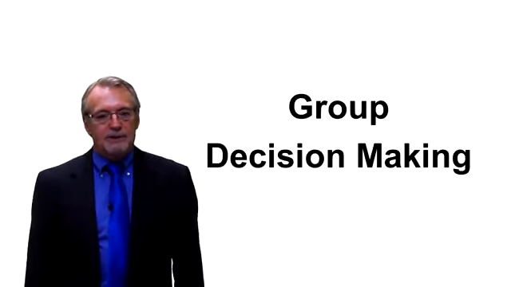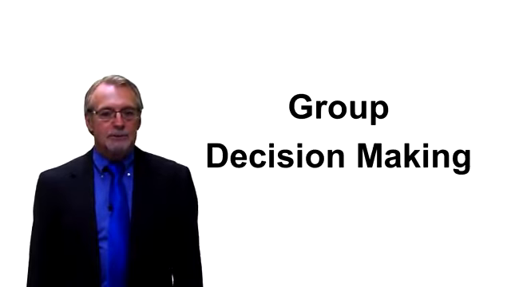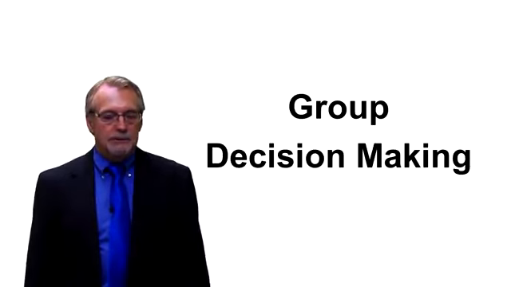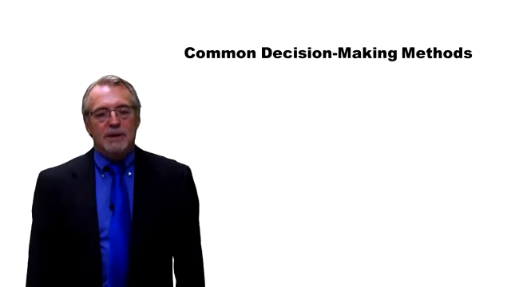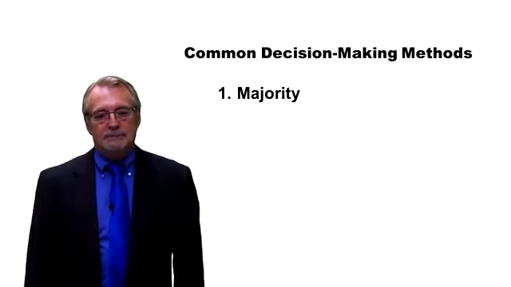In groups we have to make decisions, and there are a number of ways to do that, and depending on the kind of decision you're making, you need to use different methods along the way. We're going to talk about decision making in groups rather than individual decision making, although some of these will actually be ways to make decisions by one person. Common methods that we're going to discuss.